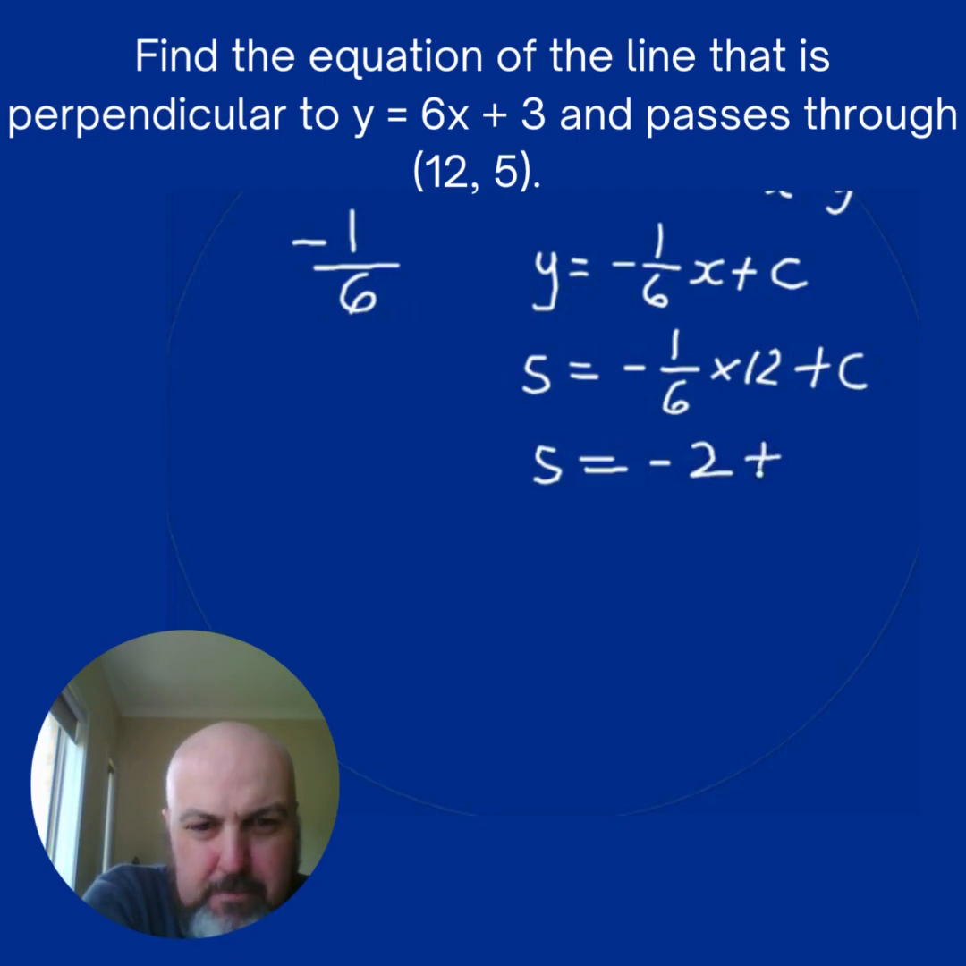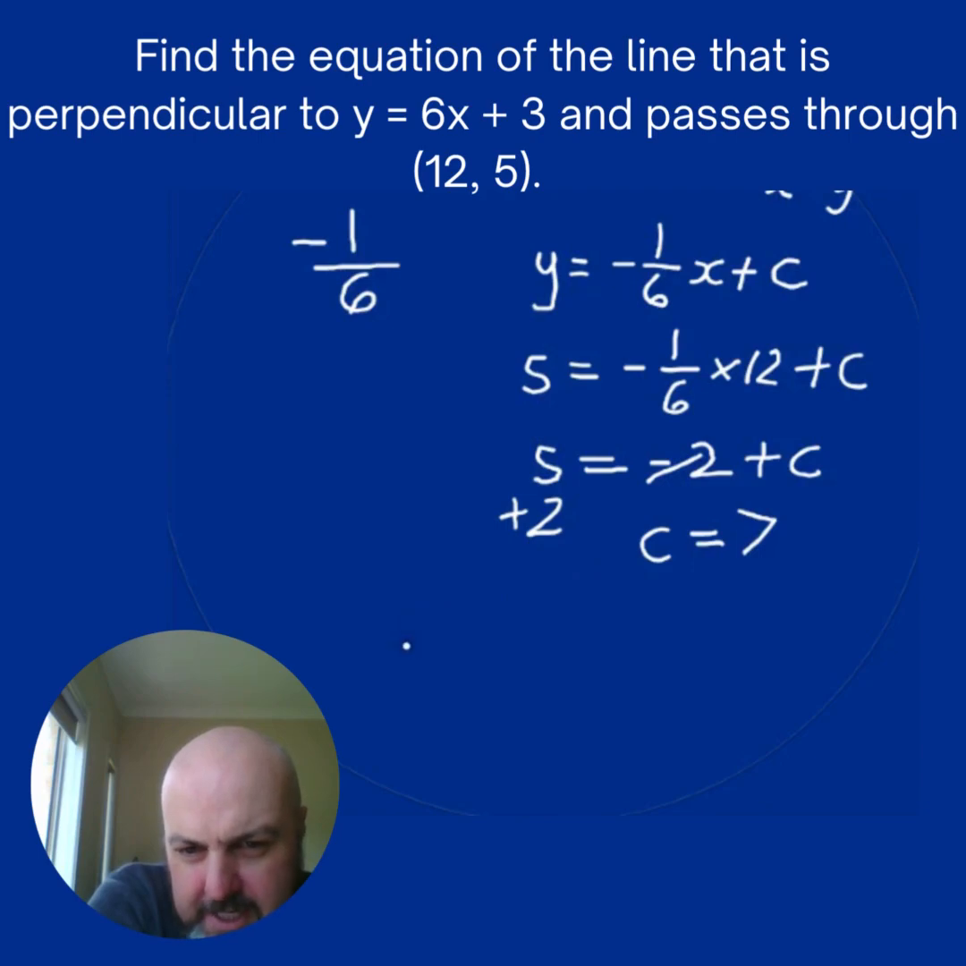Plus c. Now the last step, we just need to add 2 to this side, the opposite of the minus 2. C will equal 5 plus 2, which is 7. And the final step is stating the equation of the perpendicular line. So keep the gradient that we started with, negative 1/6 of x plus 7. There is the perpendicular line.